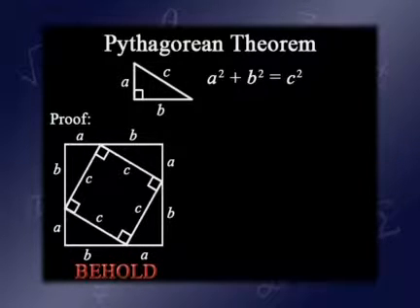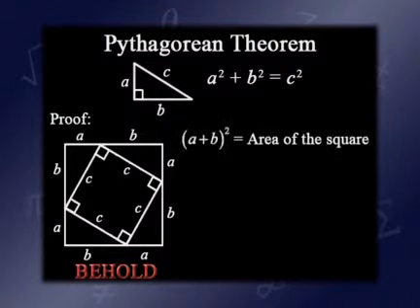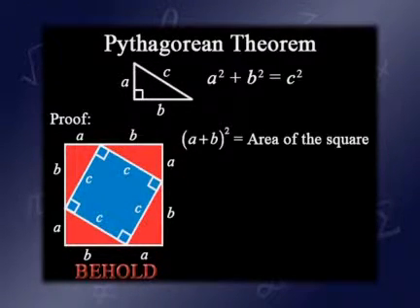Now I ask, what is the area of the big square? Okay, the area of that square is (A plus B) squared, right? On the other hand, we can compute the area of that square by computing the areas of those triangles plus the area of the square in the middle, right? What's the area of each of those right triangles? 1/2 A times B. So when we add up all of those areas, we have 4 times 1/2 A times B, plus the area of that square in the middle. What's the area of the square in the middle?